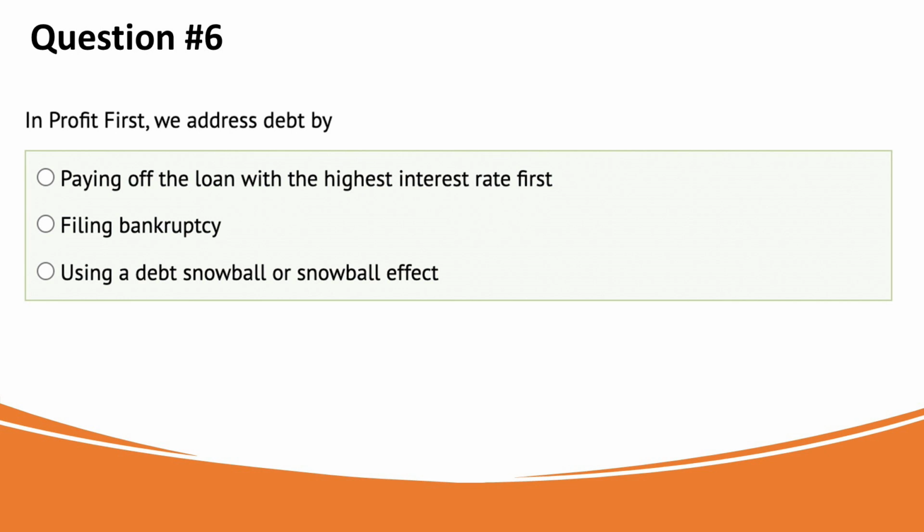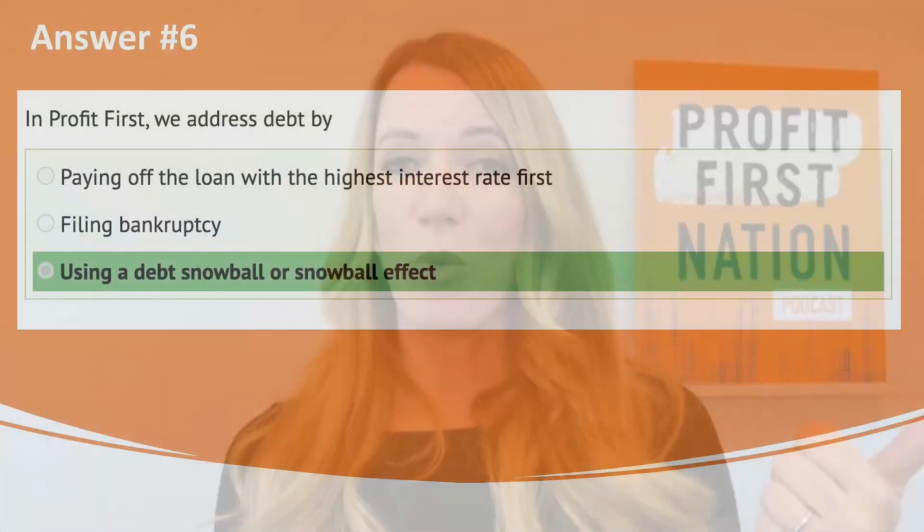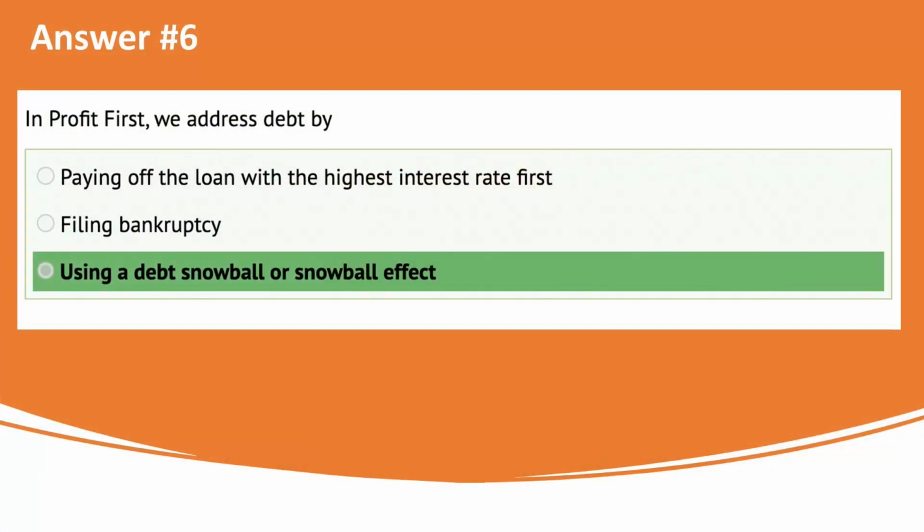In Profit First, we address debt by A, paying off the loan with the highest interest rate first, B, filing for bankruptcy, or C, using a debt snowball or the snowball effect to pay down the debt. And the answer is C, we use the debt snowball or the snowball effect.